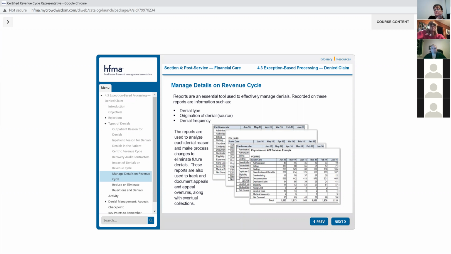This is Barbara, I just want to add, it's very important for your compliance program to track denials, because if you're making the same mistakes over and over again, and you don't do anything to fix them, that will trigger an audit from any one of your payers.